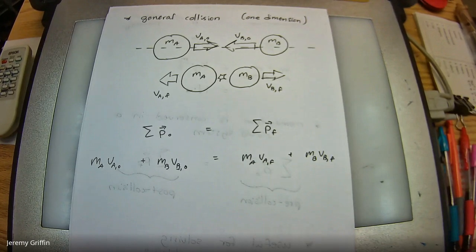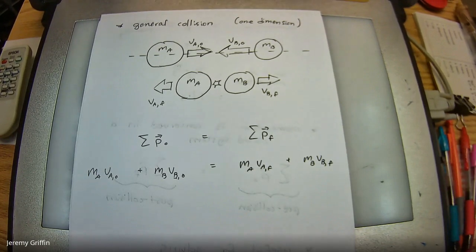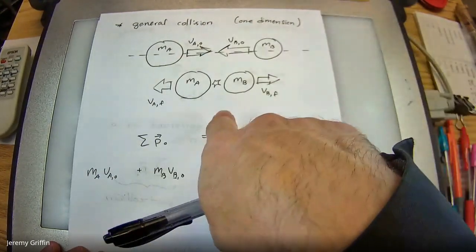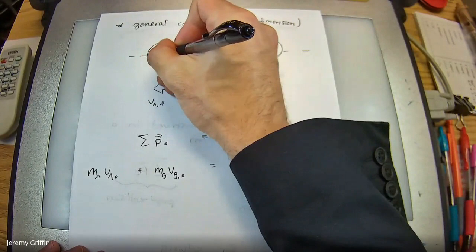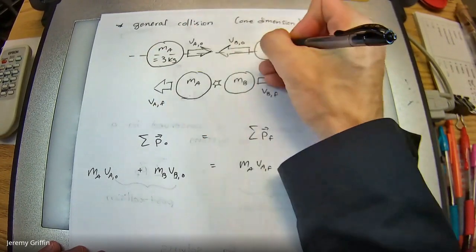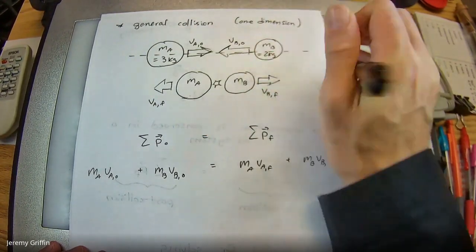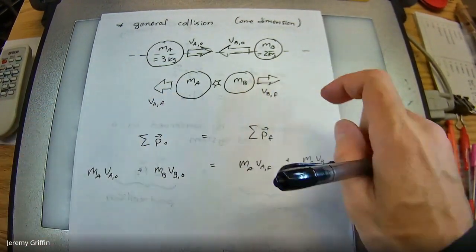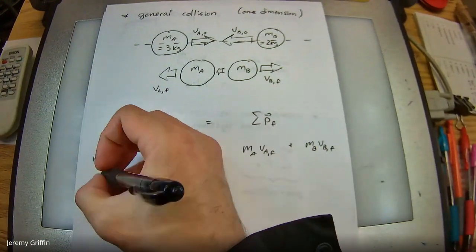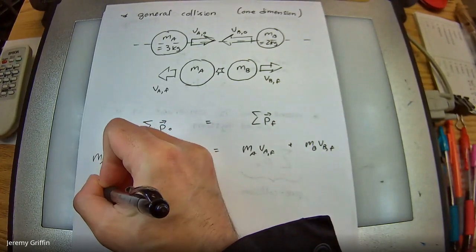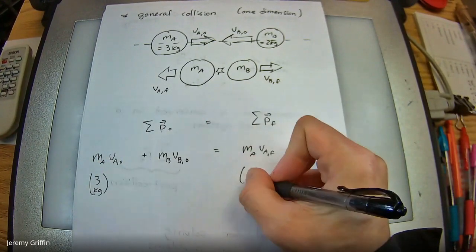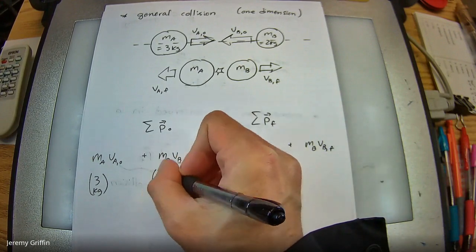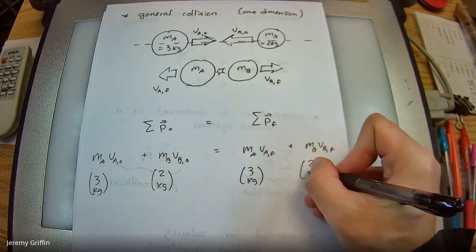I have not given you guys any numbers yet, so let's throw some numbers in here and just play around with it, see what happens. I drew MA a little bit bigger, so call it 3 kilograms versus 2 kilograms. Well, that's what's true before and after. Let's plug that stuff in. So 3 kg is going to go there, and also over here, 2 kg is going to fit right there and right there.